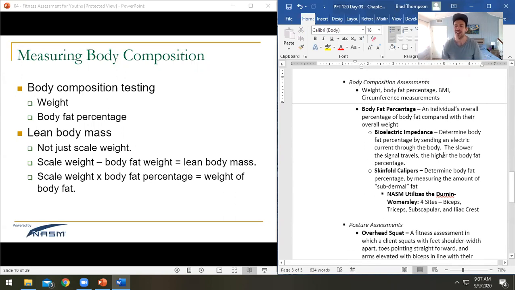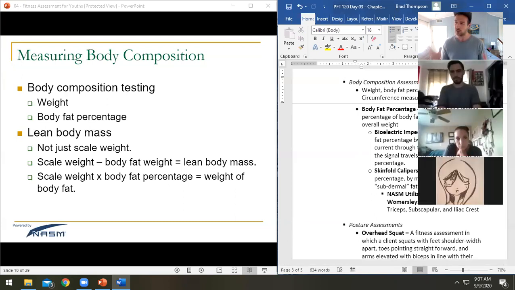What a weirdo. It's going to be their weight, their body fat percentage, their BMI, and circumference measurements, which are huge, by the way. I'm not a big fan of circumference measurements for kids because they're going to fluctuate so rapidly.